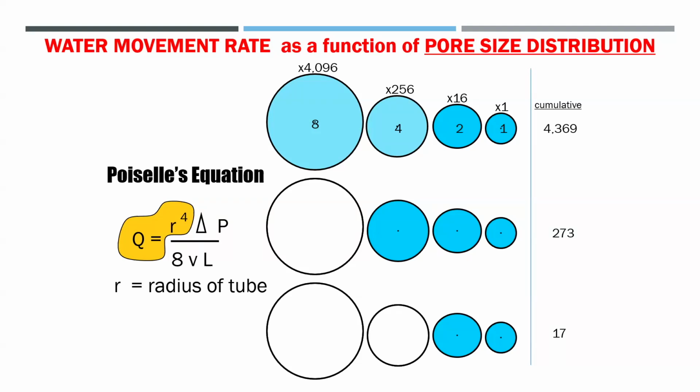Obviously, you can see that a lot more water moves, even though clay may have a lot more pores. They're all small. If I have 100 pores at one, I can move 100, as opposed to if I have one pore at 8, I'm moving 4,000. So 100 small pores, I'd have to have 4,000 pores the size of one to equal one pore the size of 8. So that's just the thing to realize: big pores move a lot more water than small pores ever do.